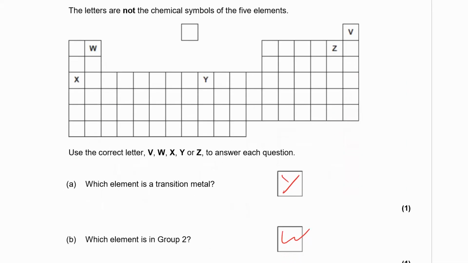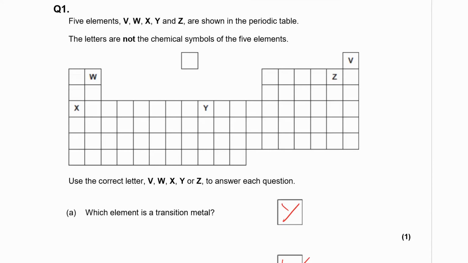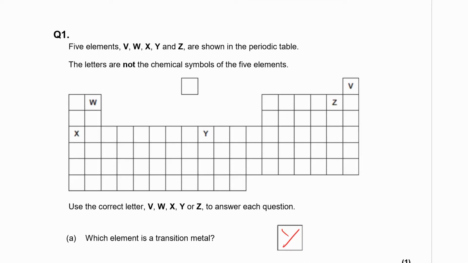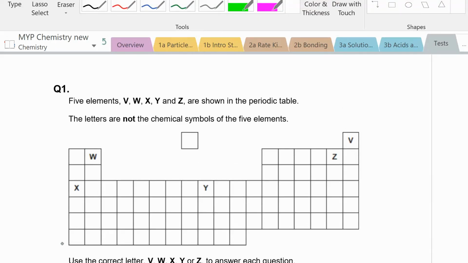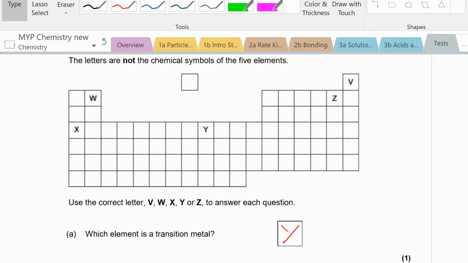So, first question, you had a diagram of the periodic table, with elements V, W, X, Y, and Z, and the letters are not the chemical symbols, so you had to work out what each of these letters would represent based on the periodic table.